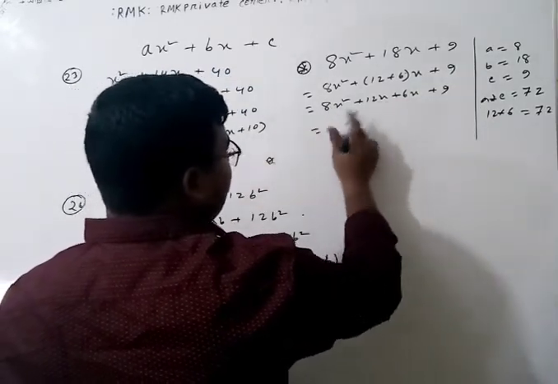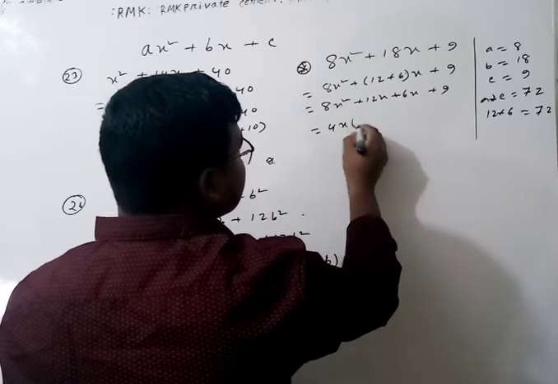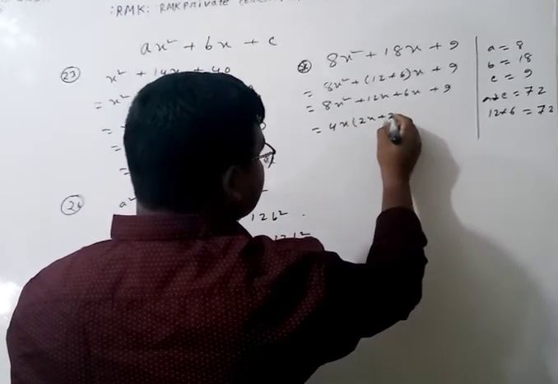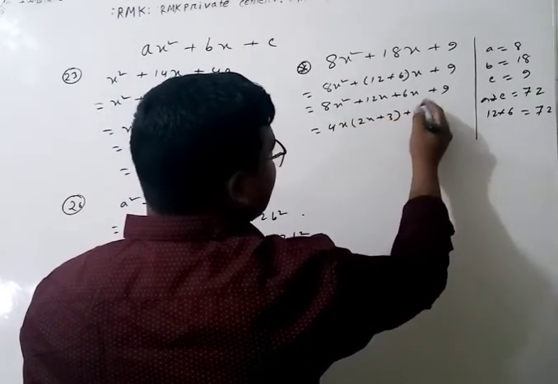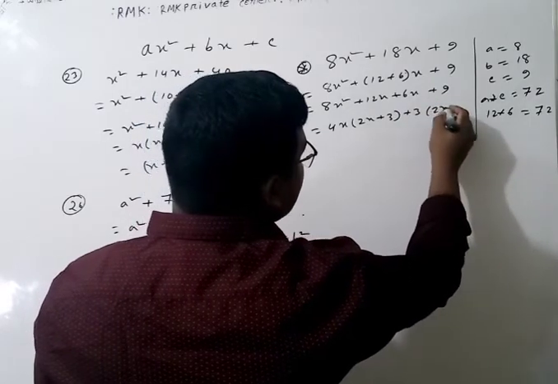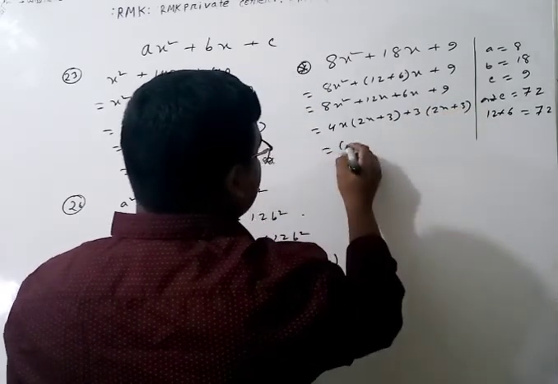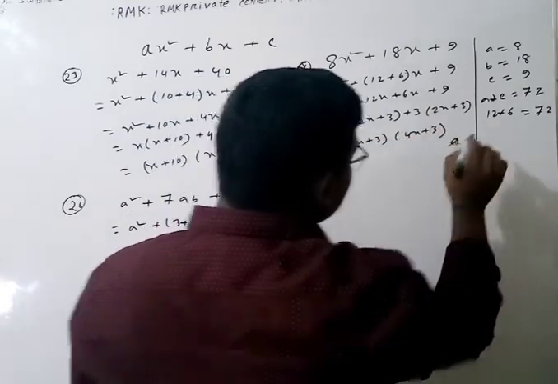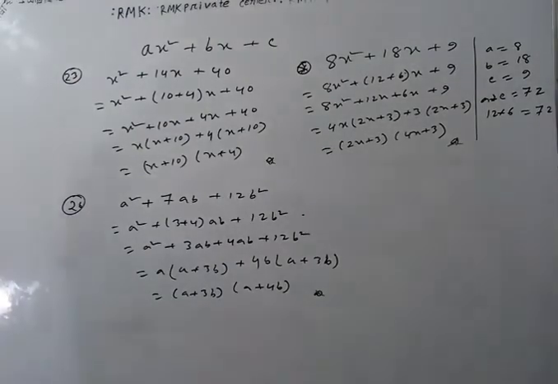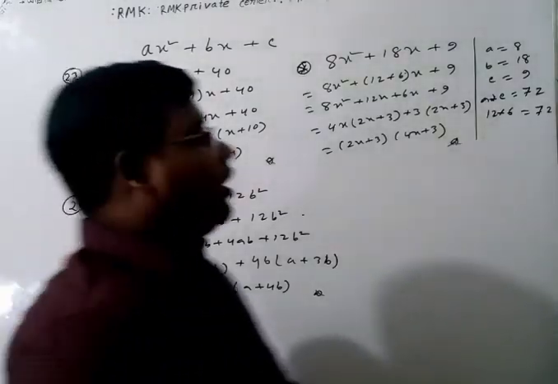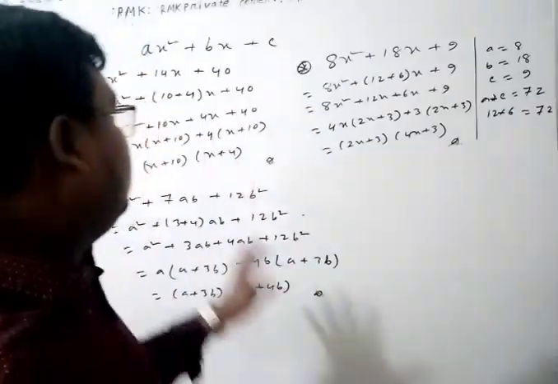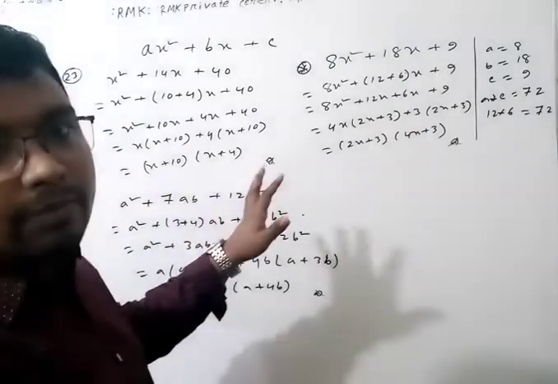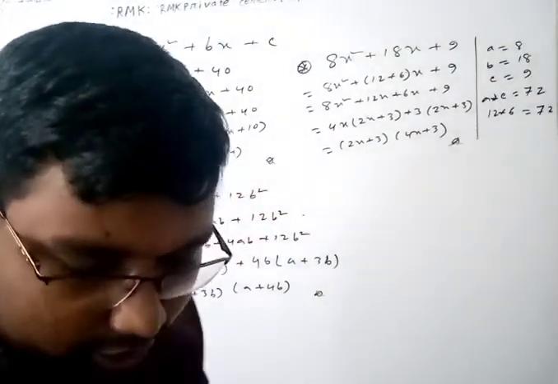You just take 4x as the common, so 2x plus 3, plus you just take 3 as the common, so 2x plus 3. 2x plus 3 and 4x plus 3. This is very simple or not? I think this is very simple. Clear, my students? Okay, I think all of you now solve all of your exercise.